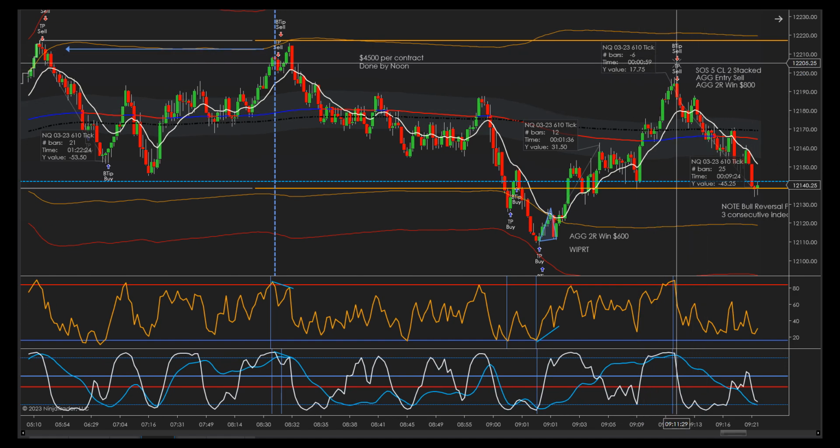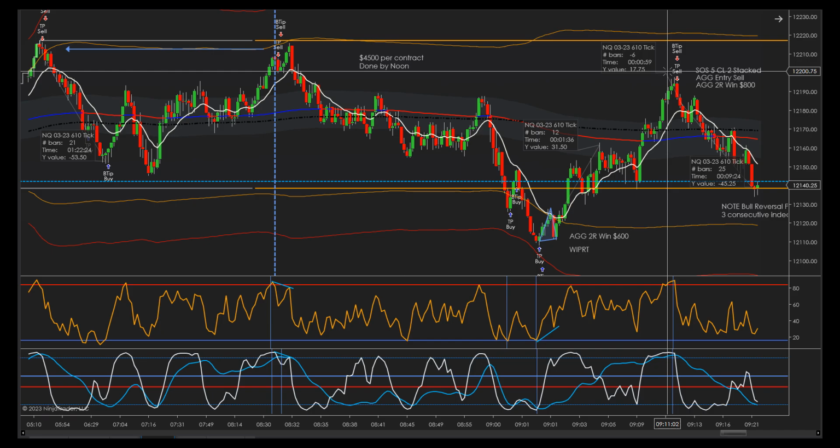This one occurs what we call a CL2 stacked. So the CL2 stacked is an aggressive entry. It's a counter trend entry, and typically they work with very quick reversals. The nice thing about this is it only required a 20-point stop, and you can see we had an immediate move in 9 minutes to a 45-point winner.